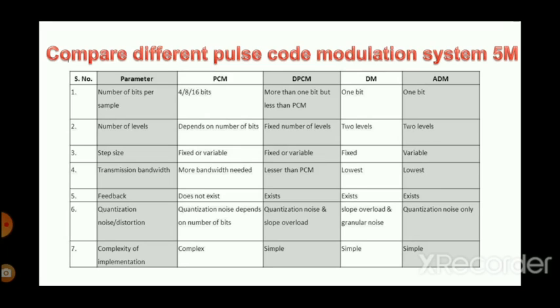Feedback: in PCM, does not exist. In DPCM, exists. DM exists. ADM exists. Quantization noise or distortion: quantization noise depends upon the number of bits in PCM. In DPCM, quantization noise and slope overload. In DM, slope overload and granular noise. In ADM, quantization noise only. Complexity of implementation: in PCM, it is complex. In DPCM, it is simple. In DM, it is simple. In ADM, it is simple.